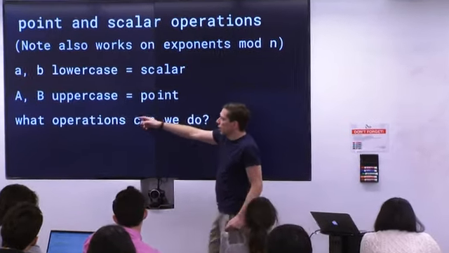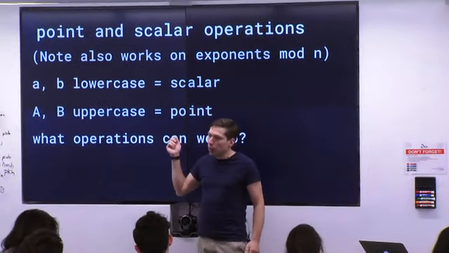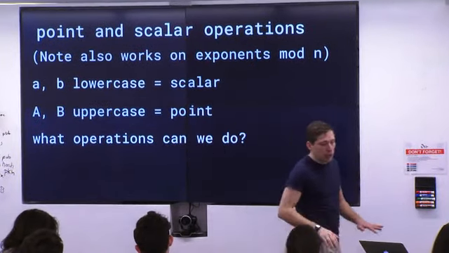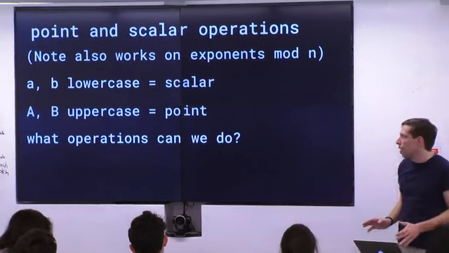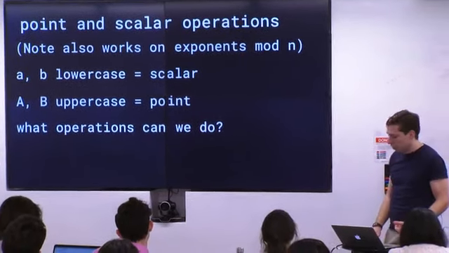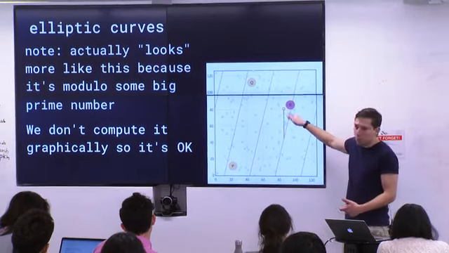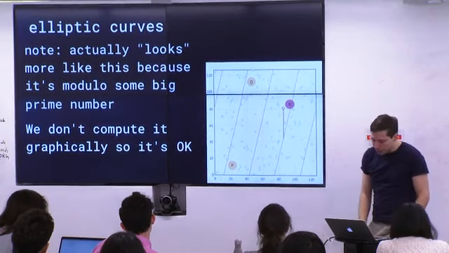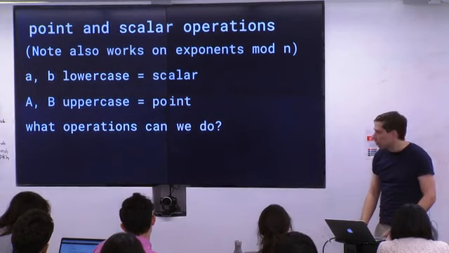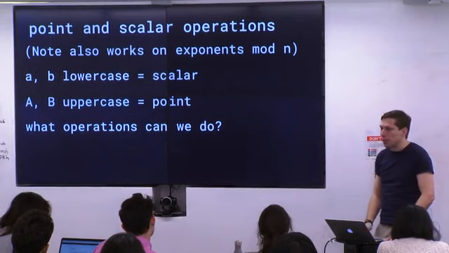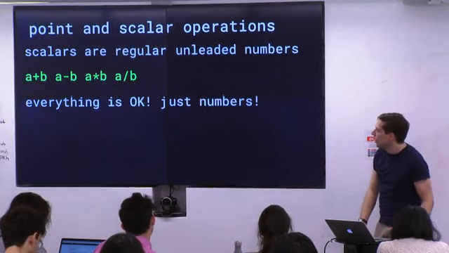The uppercase A and B will refer to points on the curve. Okay, so from now on, lowercase is a regular number, uppercase is a point on this curve, or a point on this mashed up thing that we still call a curve. Okay, so I'll go through what operations we can do, and then we can see what use those have.